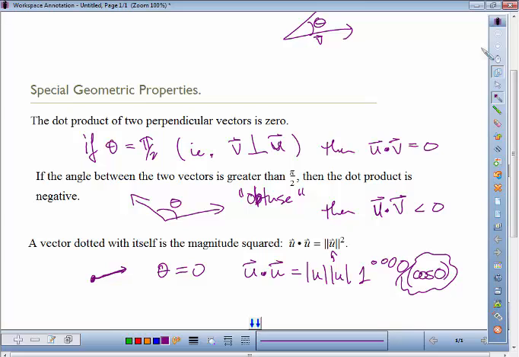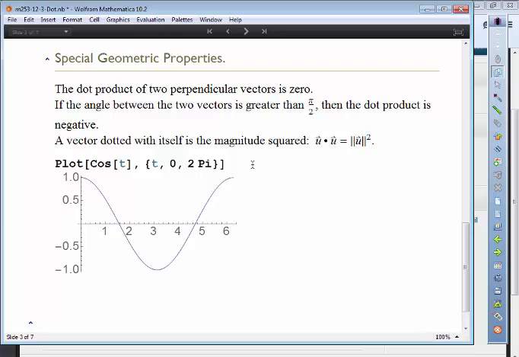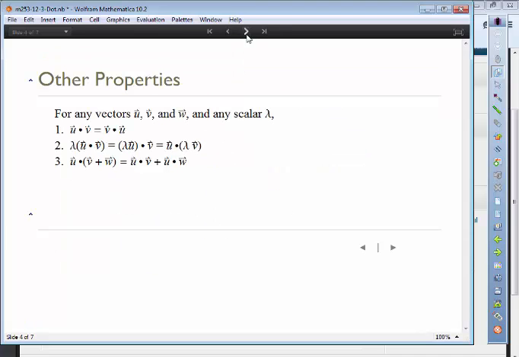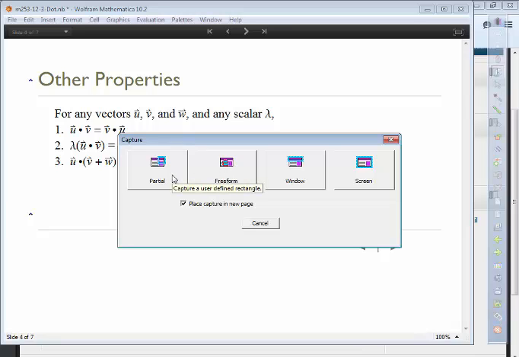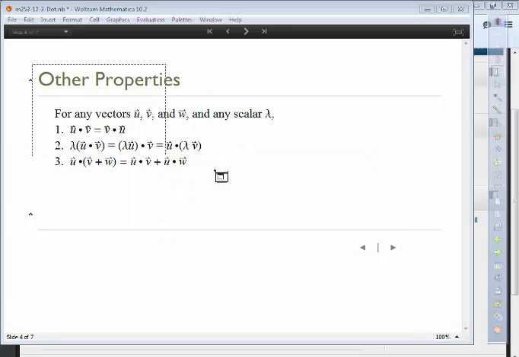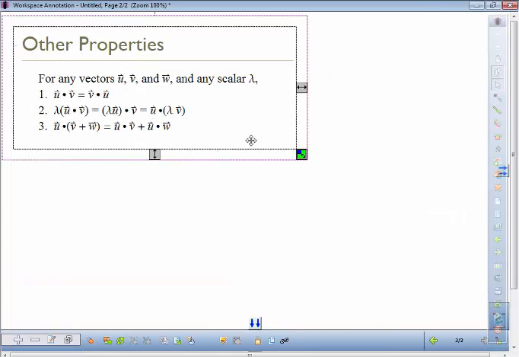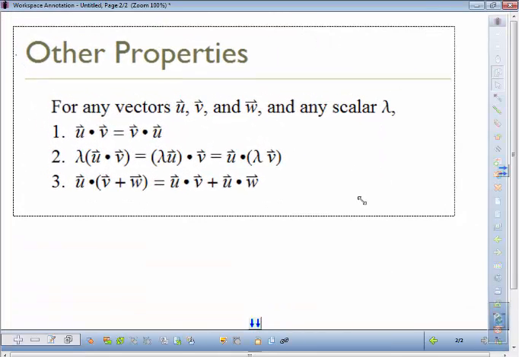Any questions? All right, let's take a look at a couple of other important properties for the dot product, and we'll take a look at some applications. Some other important properties for the dot product. I believe this is listed in your book the same way.